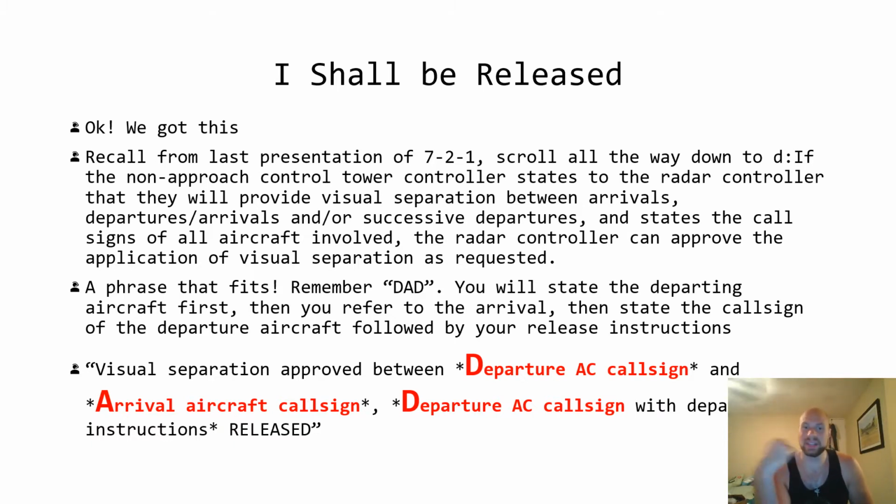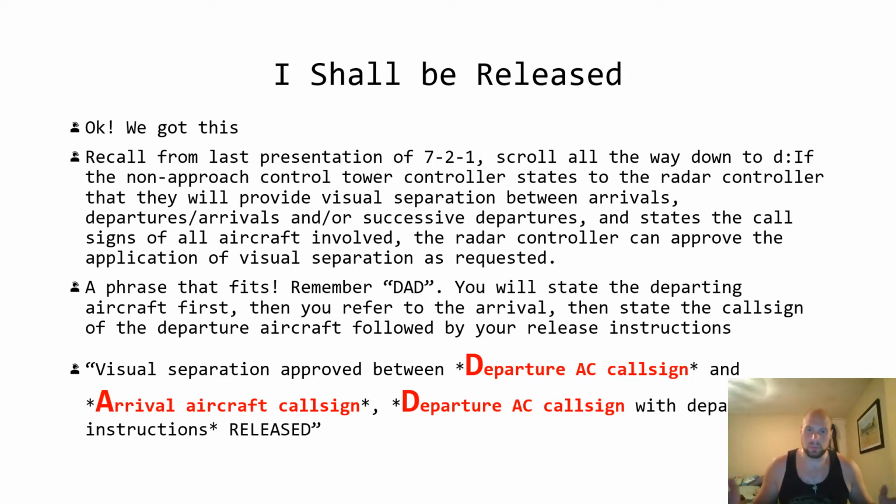Remember DAD, or dad in all caps. You will state the departing aircraft first, okay? Departing aircraft first. Then you refer to the arrival. Then you state the call sign of the departure aircraft followed by your release instructions, right? Departure, arrival, departure, release instructions. Very simple. So here's what the dialogue is. Just plug in the call signs and the release instructions and go with it. Visual separation approved between departure aircraft call sign and arrival aircraft call sign. Departure aircraft call sign, departure instructions, released.